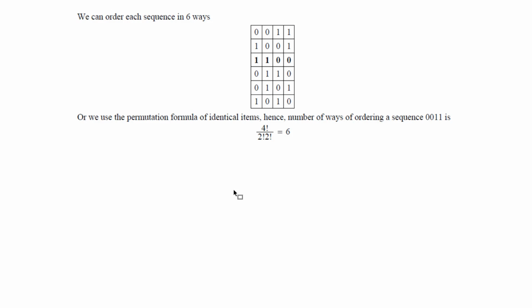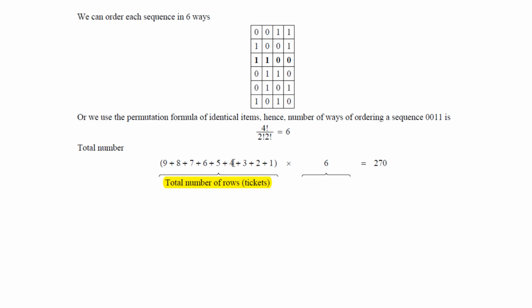times the permutation. So we can permute any ticket with the form 0011 or the ticket in the form AABB. We can permute it in 6 ways, and the total number of tickets in the previous set of tables is this sum here from 9 until 1 times 6, the number of permutations, and we get 270 tickets of the form A, A, B, and B.